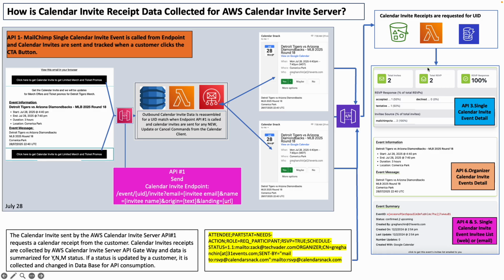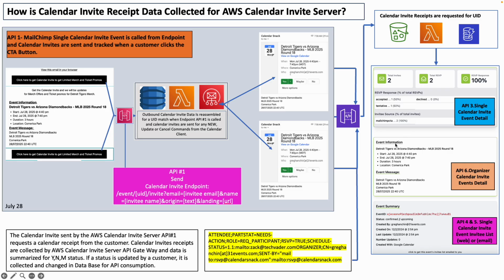Then one more slide at a more granular level on what's going on with calendar receipts. The data is collected because we request the calendar receipts from the calendar invites being sent out. That's a very detailed piece of secret sauce that we provide as intellectual property. And how it works is, when the calendar invites go out, we collect the receipts back into a receipt bucket on the AWS Calendar Invite server, and then we serve them up via our APIs.